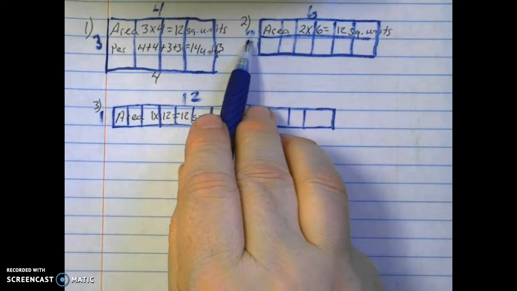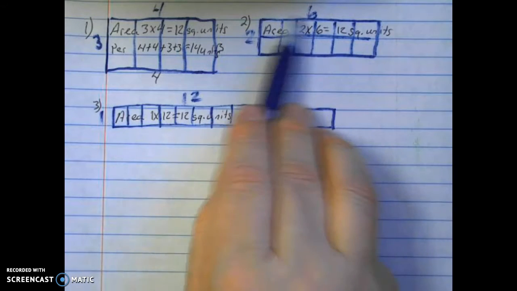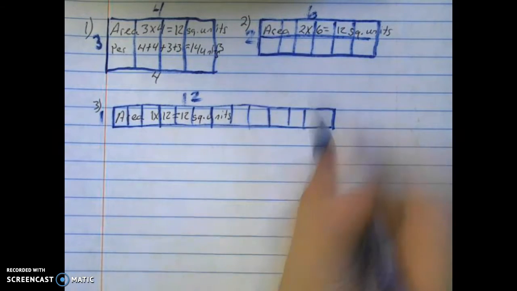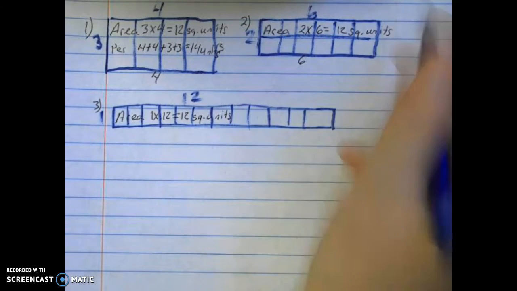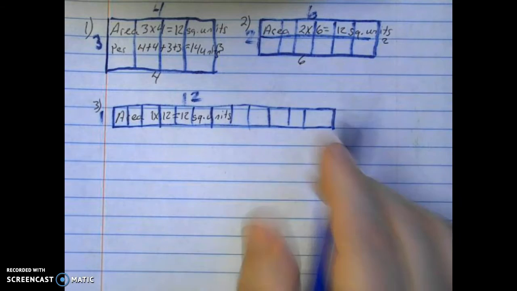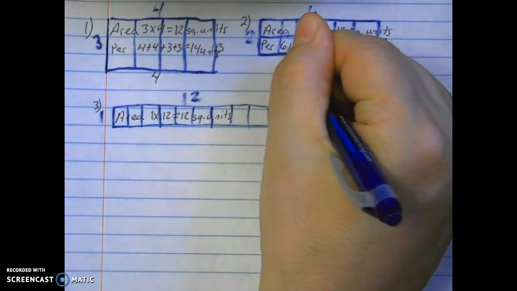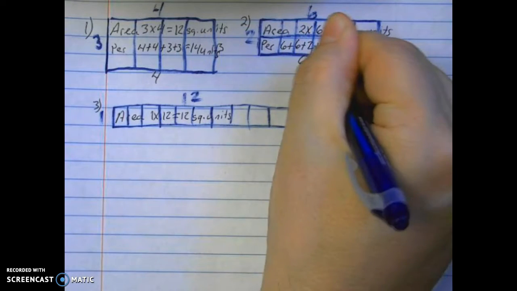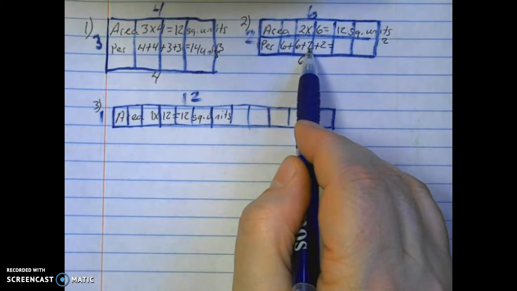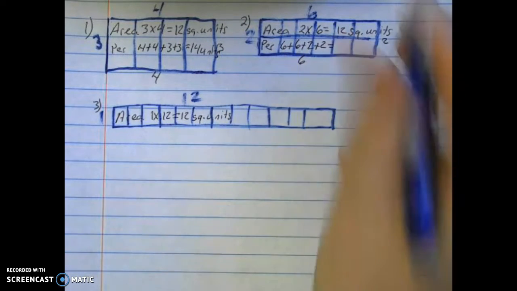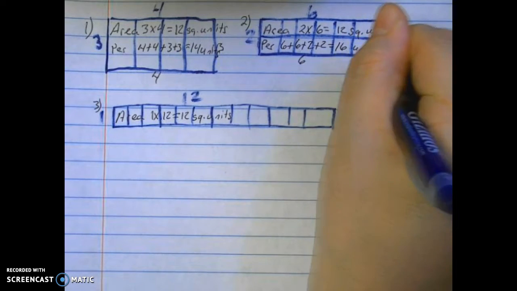For number 2, we have 6 right here. And if this is 6, 1, 2, 3, 4, 5, 6, we can tell that that's the same. So this is 6. If this is 2 right here, the other side will be 2. So to find the perimeter, we're going to add 6 plus 6 plus 2 plus 2. 6 plus 6 is 12, plus 2 is 14, plus 2 is 16. And we're going to call that 16 units in length.